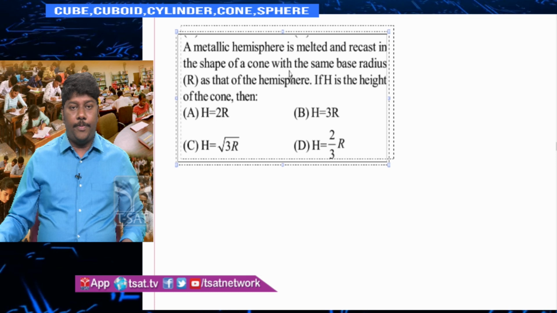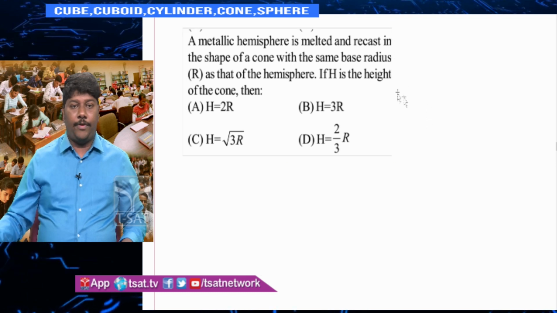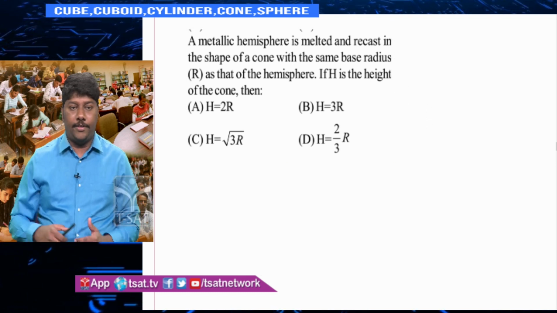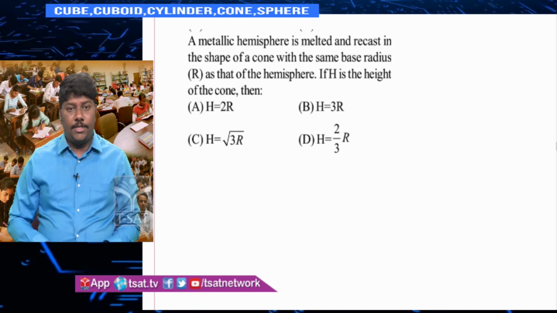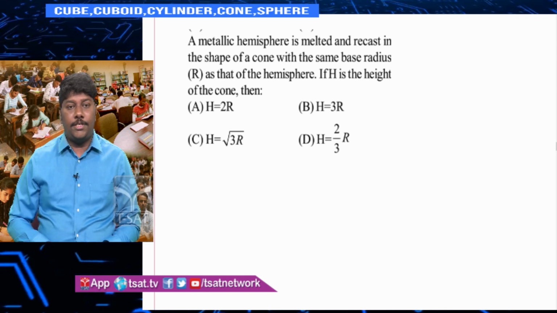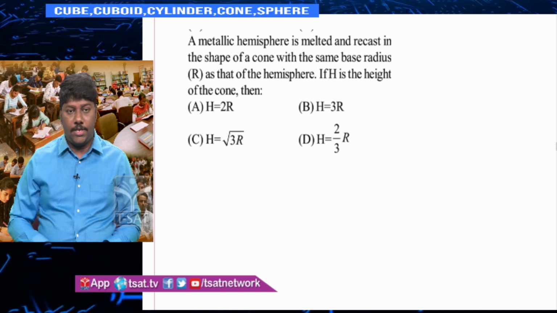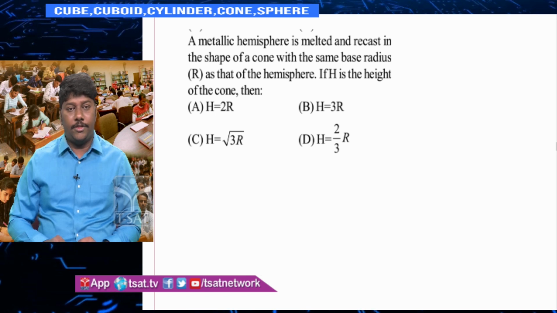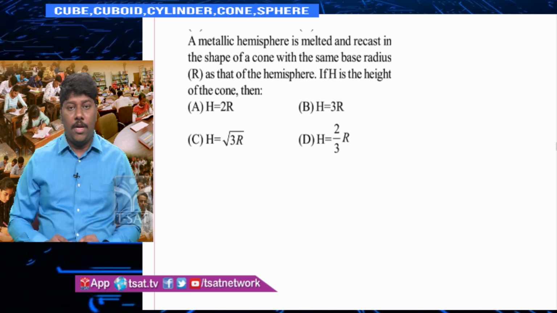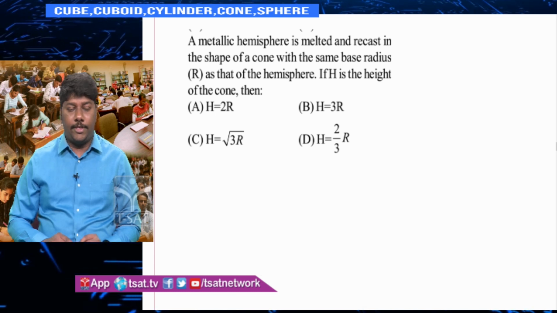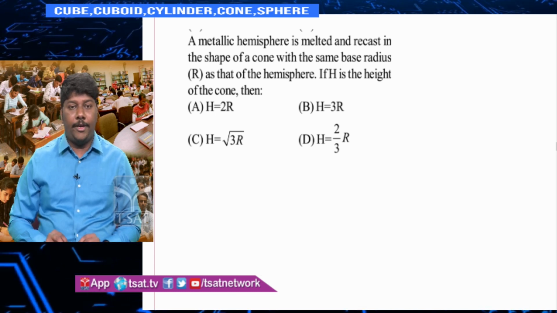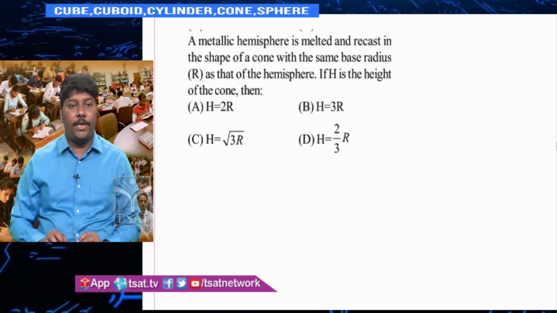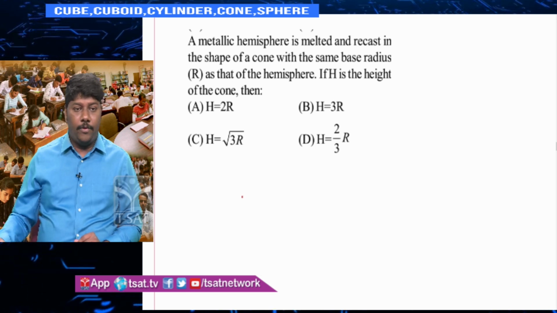A metallic hemisphere is melted and recast in the shape of a cone with the same base radius, capital R, as that of the hemisphere. If h is the height of the cone, then he is asking you the relation between the radius of the hemisphere and the height of the cone, and for both of them the radius is same. You are melting a hemisphere and you are forming a cone, so it is related to both sphere and cone. So you just need to equate their volume.